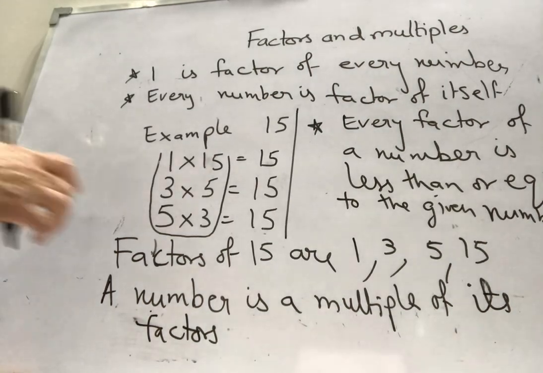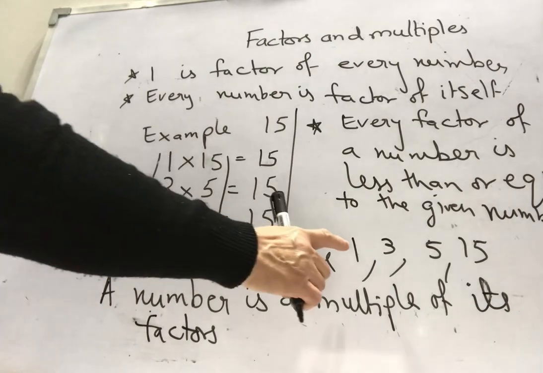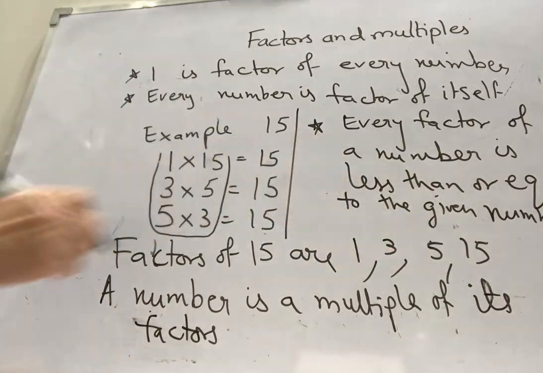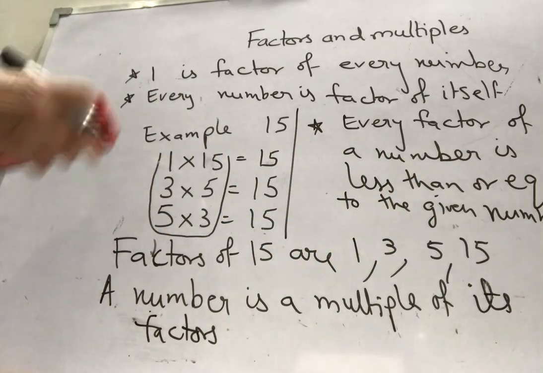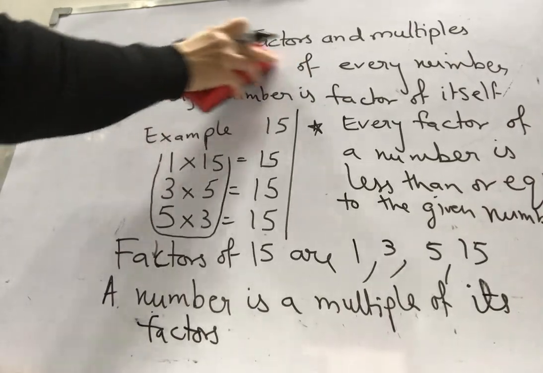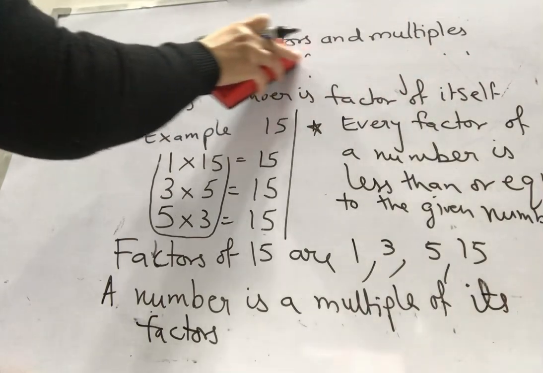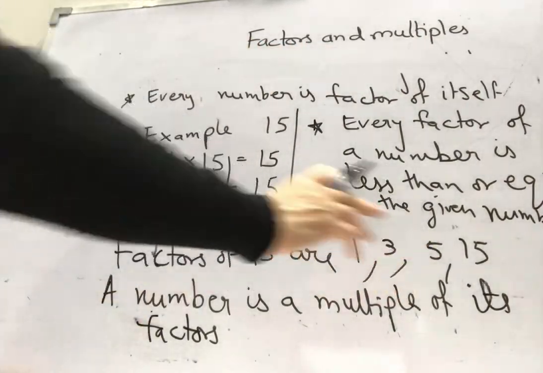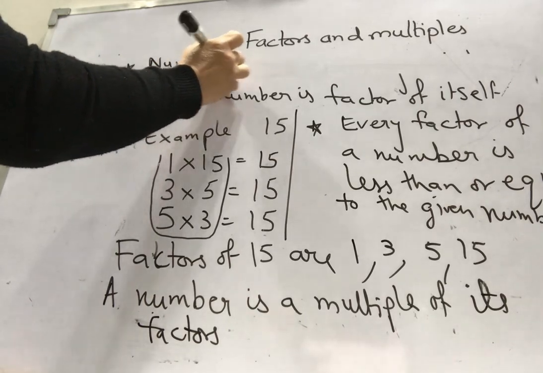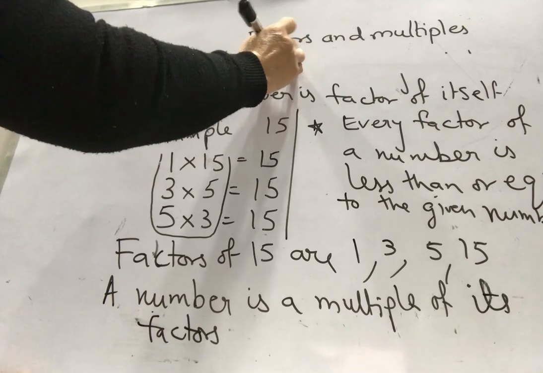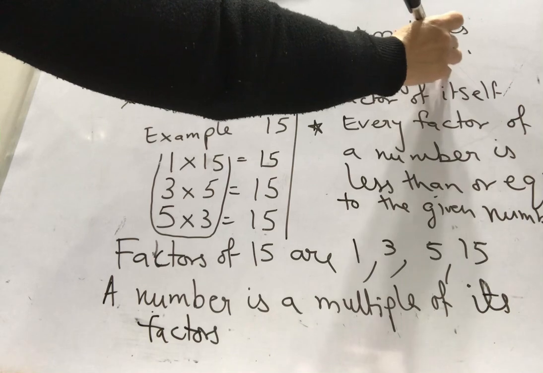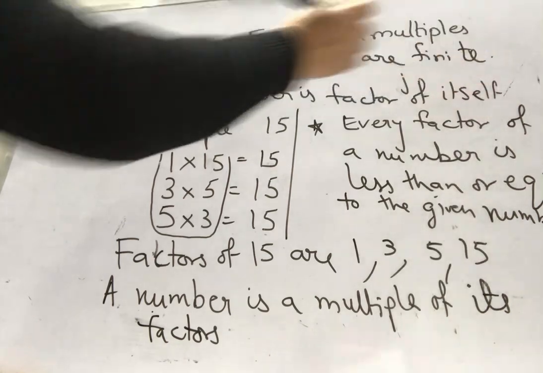Also you can see when I am talking about factors, I can count them: 1, 2, 3, 4 factors. A thing which is countable is called finite. So we can write one more fact for this, that the factors are finite, they are countable. So the number of factors are finite. You can count them.